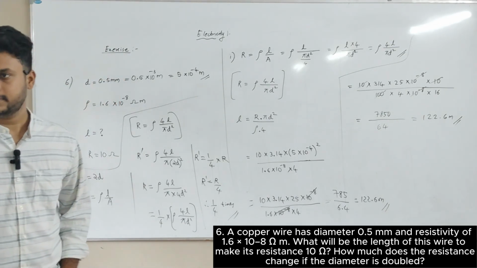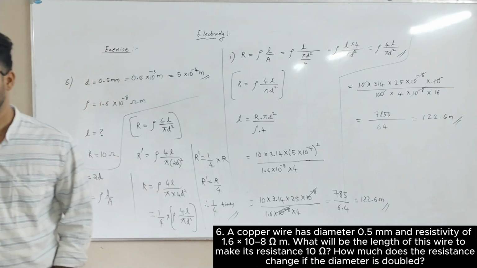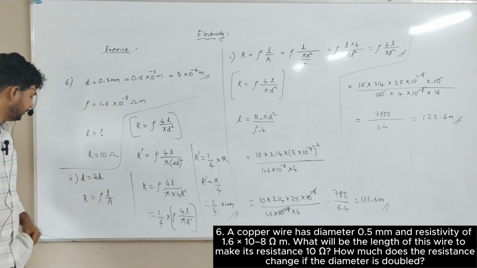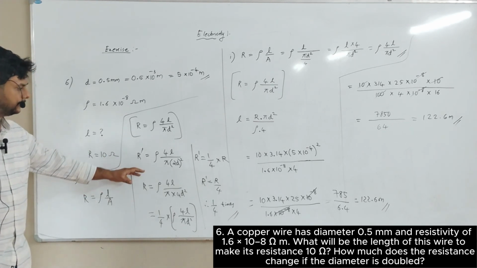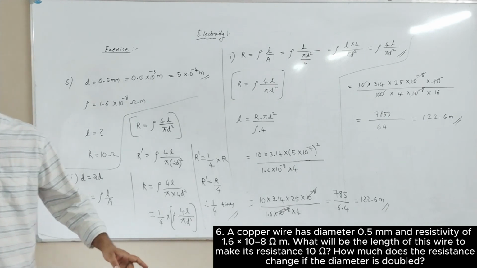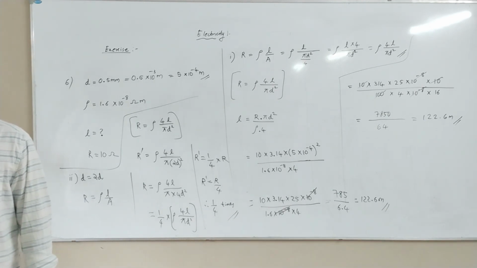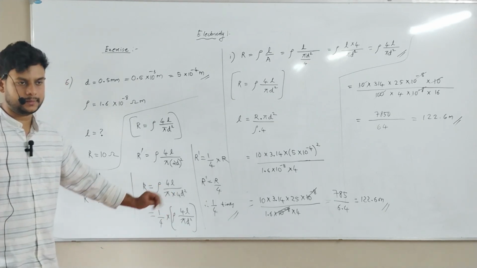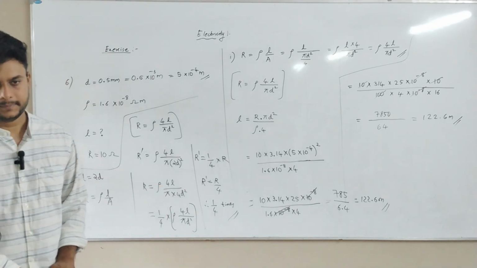Take it. Any doubts? Clear? I hope you understood. Diameter 2D applied in the formula. This is the answer that you get. 1 by 4 times if I increase the diameter. If the diameter increases, you can see the resistance has decreased by 1 by 4. Simple. Take it.